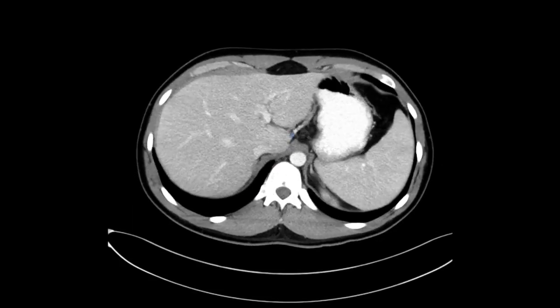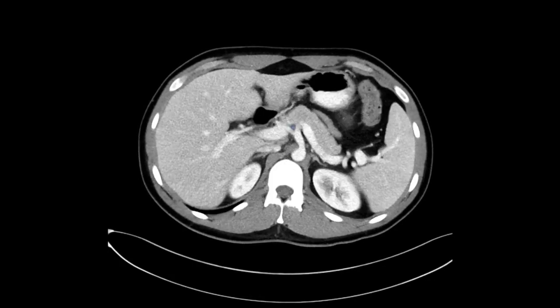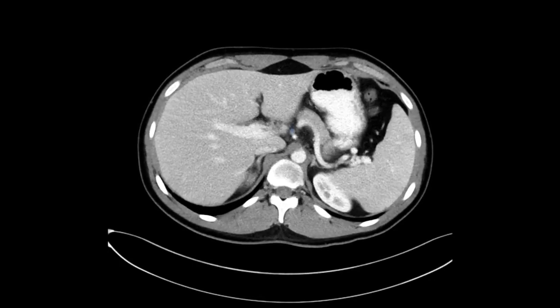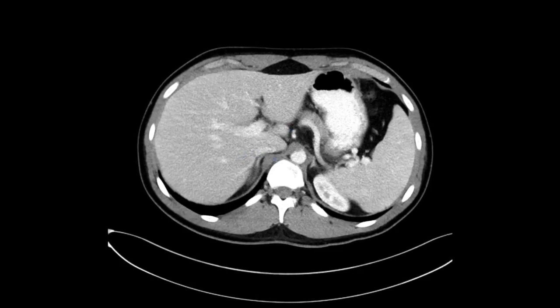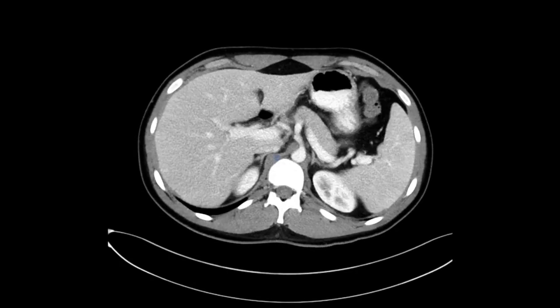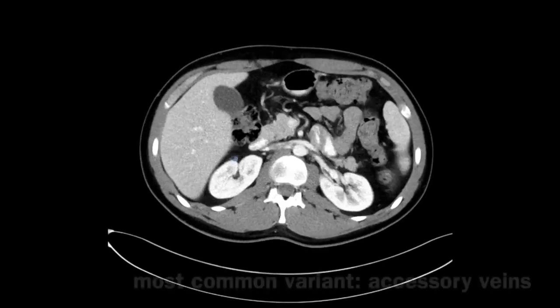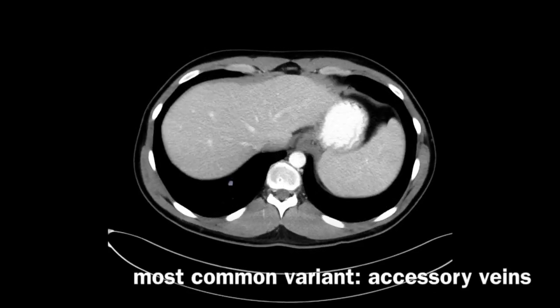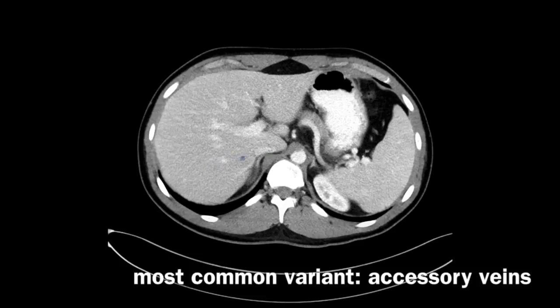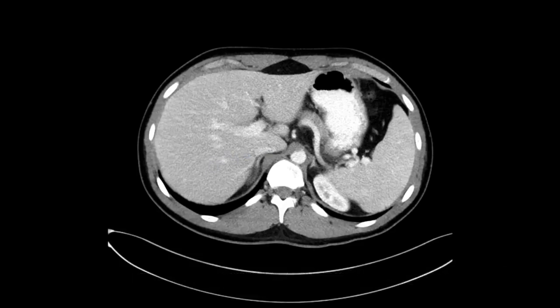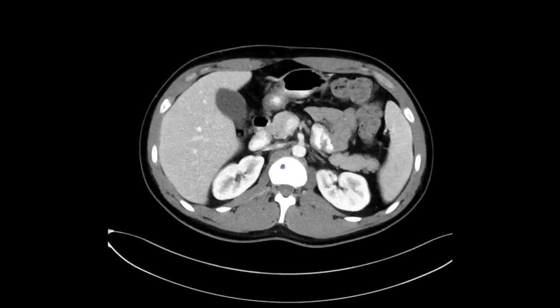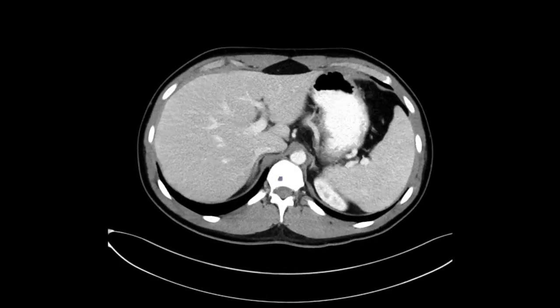Common variants of the hepatic veins. Many times, you'll see veins draining directly into the IVC a little bit lower, usually draining from somewhere down here in segment 6, and we'll talk about the segments in a bit. You'll have accessory veins that are draining directly into the IVC. This can be important if the patient's going for surgery, for example.